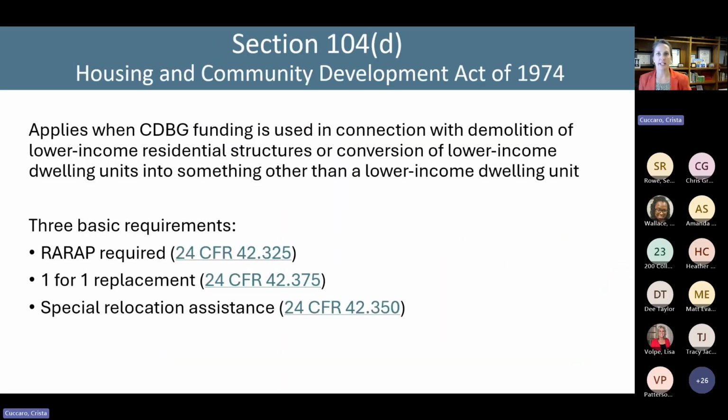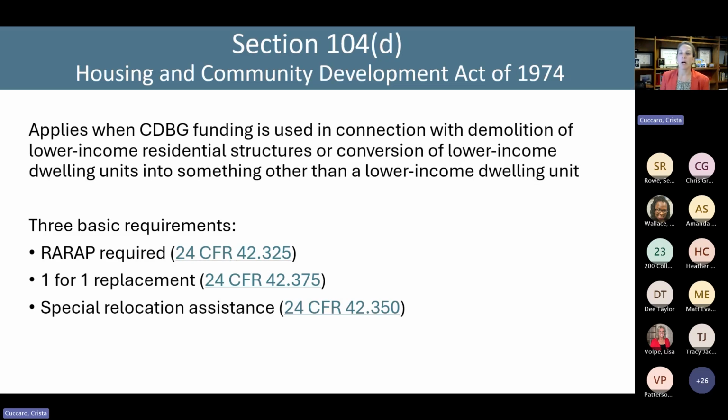Next up is Section 104D. This is a CDBG specific requirement, and this is another relocation requirement. So the URA, like I mentioned, is not CDBG specific, but this one is. This applies when CDBG funding is used in connection with the demolition of lower income residential structures, or the conversion of those lower income dwelling units to something other than a lower income dwelling unit. So a little bit different in terms of applicability. Lower income dwelling unit is, of course, a defined term under Section 104D.